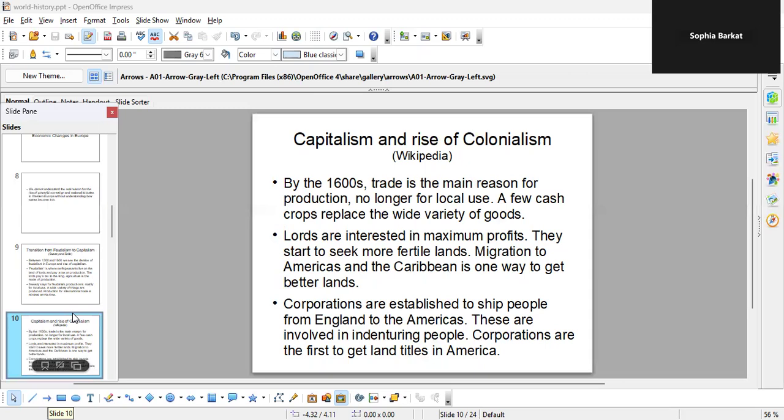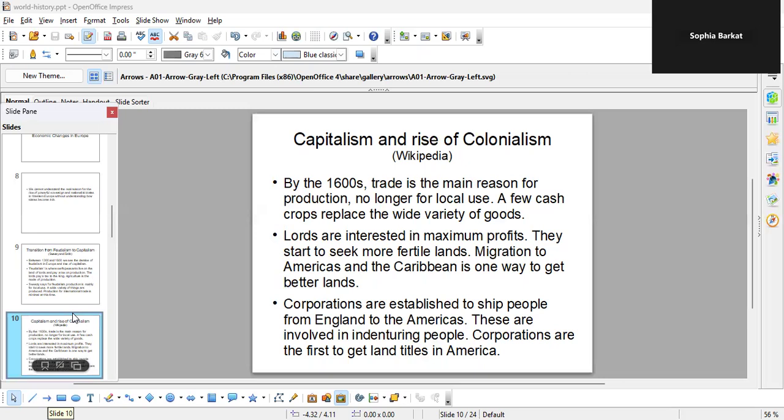So we see by 1600, corporations have been set up basically to ship people from England to the Americas and the Caribbean. These are involved in indenturing people. People are poor in England at this time. They want to go to America. The dream of America has been sold to these people, that there's lots of land. If you go there, you can have some, but you don't have the money to actually get on my ship.